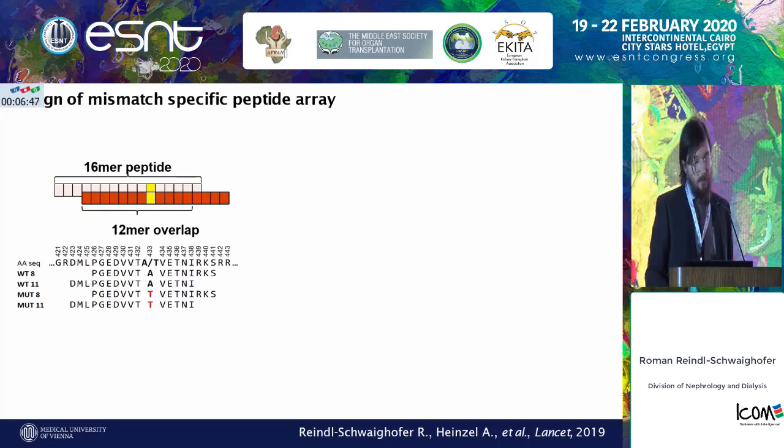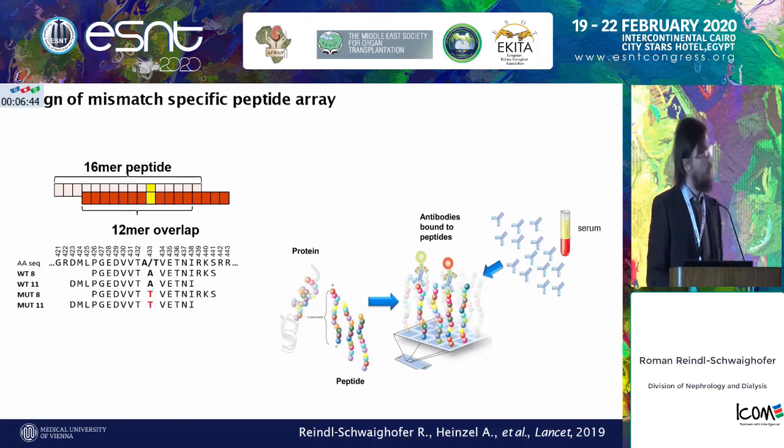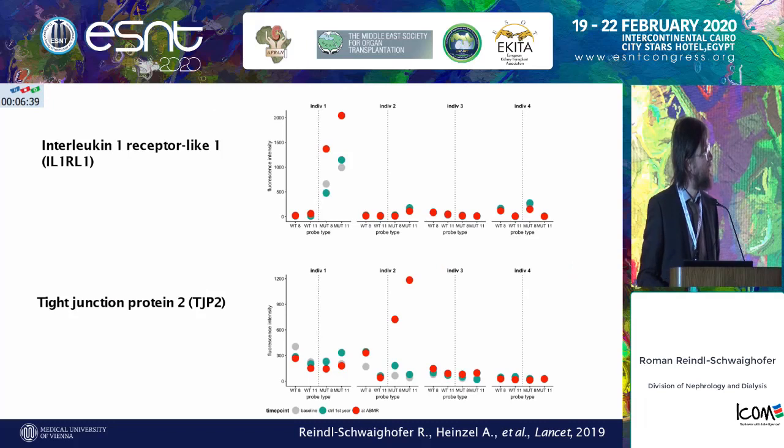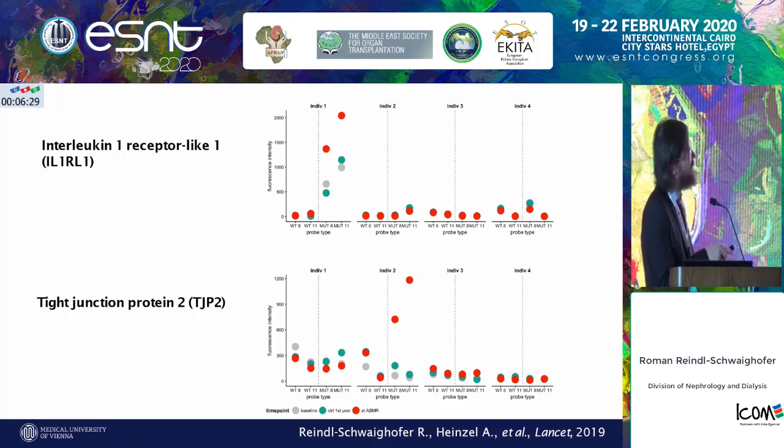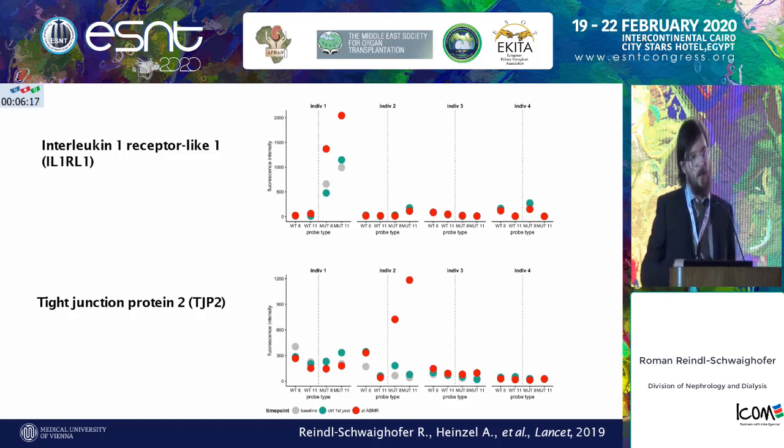And then we looked for mismatch-specific antibody response by incubating serum from recipients at specified time points after transplantation. And this is just an example. For example, for the interleukin-1 receptor-like 1 protein, we could identify in one individual who was mismatched, at the time of rejection, a mismatch-specific antibody response, while the other individuals were not mismatched for these variants and did not show an antibody response. And the same is true for this other protein. In total, we identified 16 of those mismatched peptides where we could identify a directed alloimmune response.